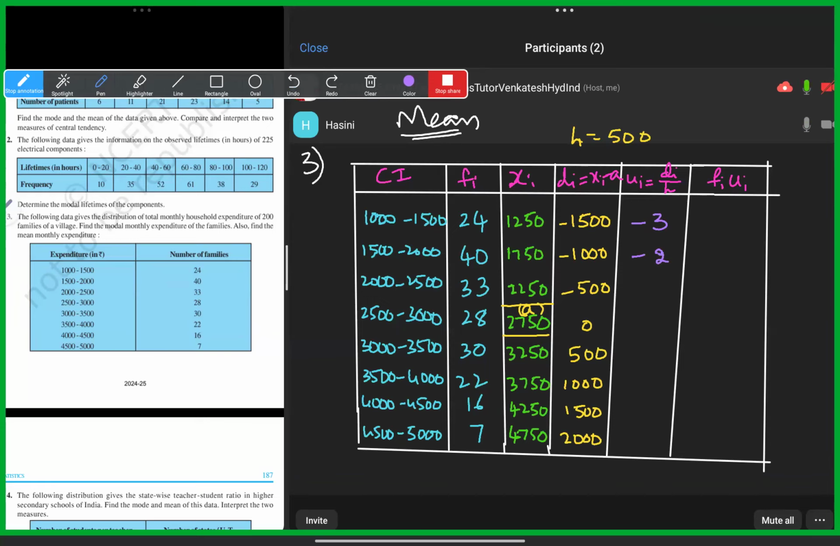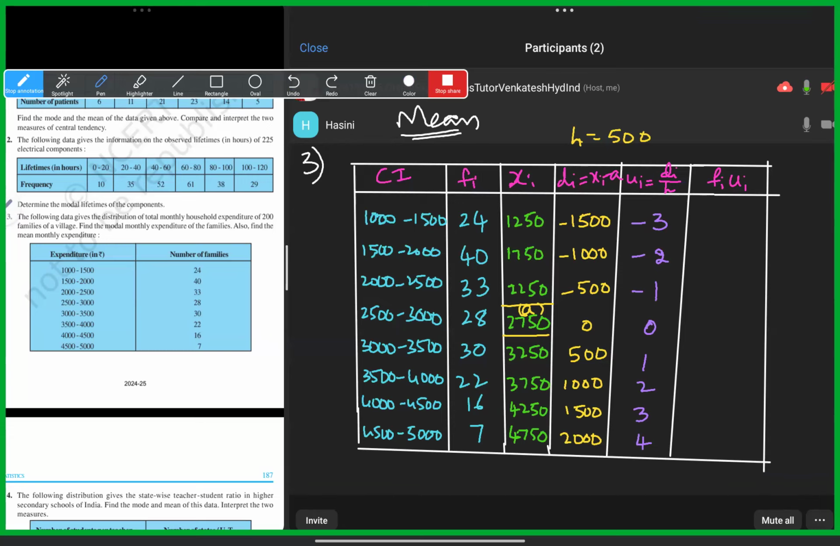So you can see, we should not do this sum using either the step deviation or assumed mean method, or even the direct method, because the fi di values will become bigger. Now ui gives much smaller values. Minus 500 by 500 is minus 1, 0 by 500 is 0, 500 by 500 is 1, 1000 by 500 is 2, 1500 by 500 is 3, 2000 by 500 is 4. Any doubt?